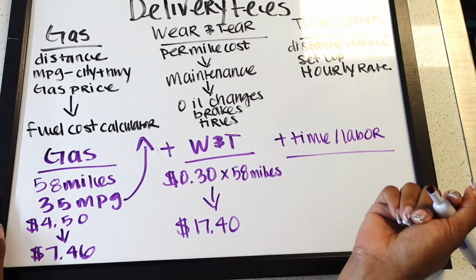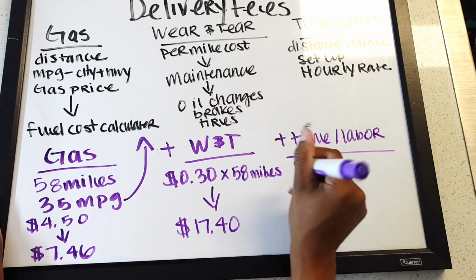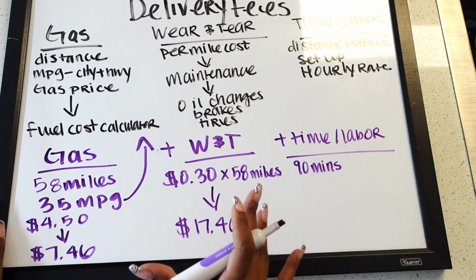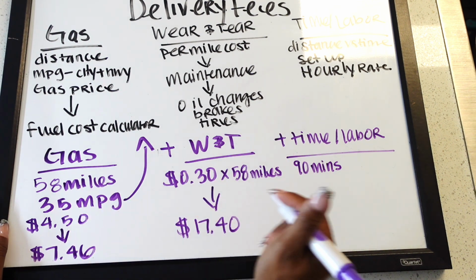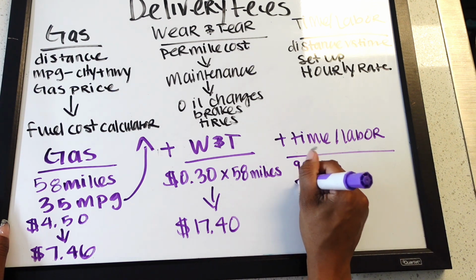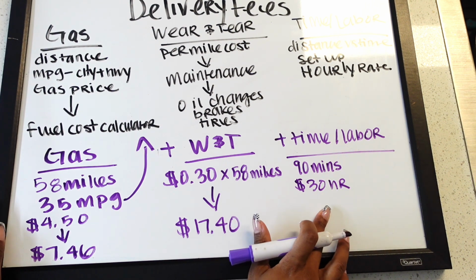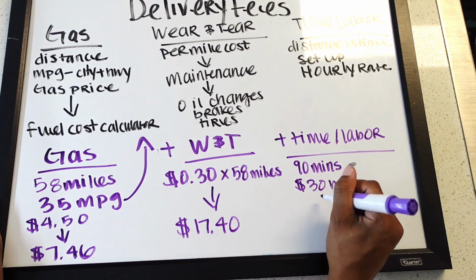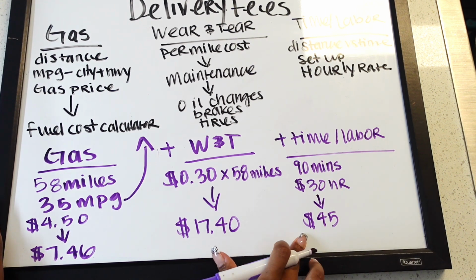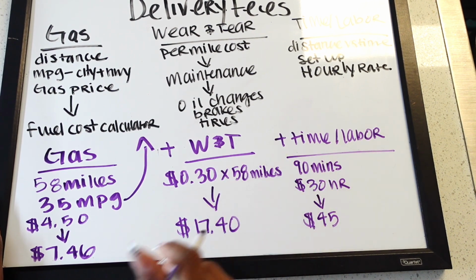So I determined that it will take me 90 minutes to drive to and from my destination. That also includes my setup time, okay? So I'm going to pay myself $30 an hour in this example. So the $30 an hour multiplied by the 90 minutes is going to give me $45. So after the delivery, I should receive $45 for my time and my labor.